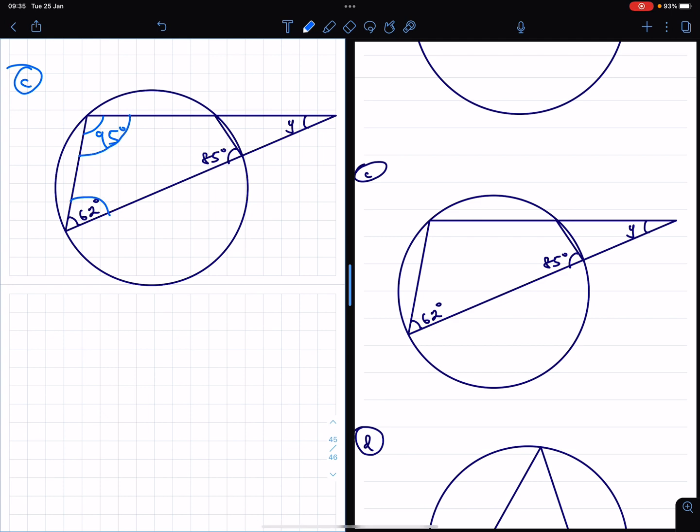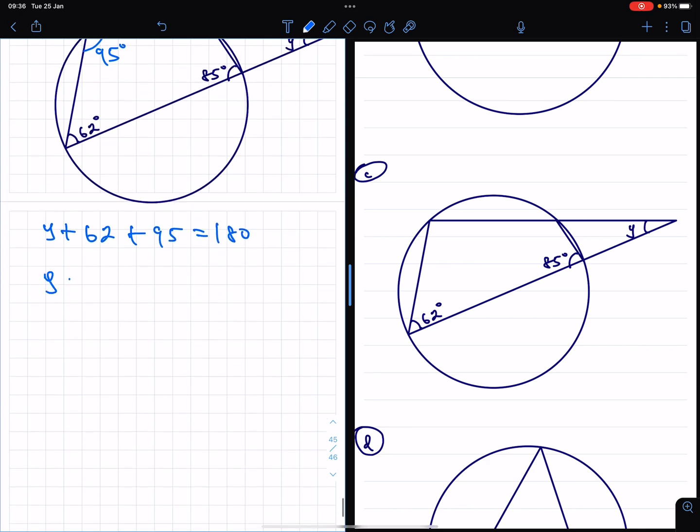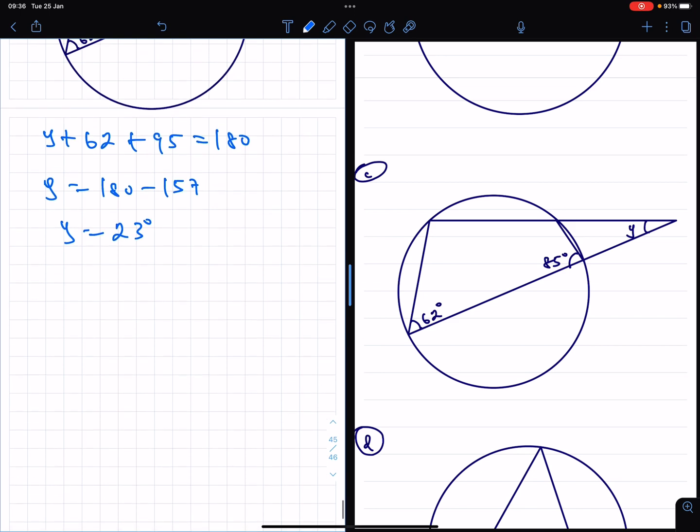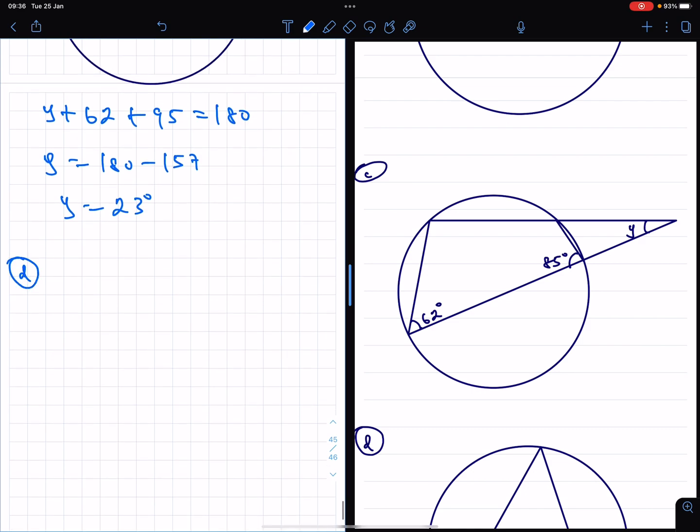62 plus 95 plus Y equals 180 degrees. So that means Y plus 62 plus 95 equals 180 degrees. Angles in a triangle, and that means Y equals 180 minus the sum of 95 and 62, which is 157, and that means Y equals 23 degrees. That's 180 minus 157. Y is 23 degrees. So we go straight to the next, which is question D.